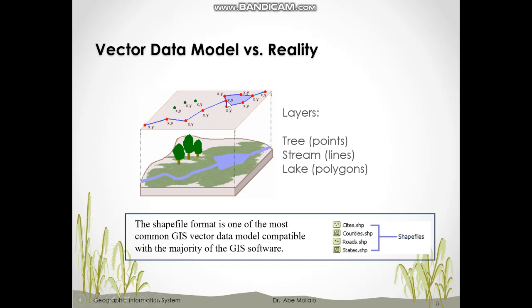Let's say this one is x1, y1, x2, y2, x3, y3, and all the way up to xn, yn, and then x1, y1. So the coordinates of the beginning and end point are the same. That's how polygons are recorded in the vector data model. So again, we use coordinates to represent the real world. That's the vector data model. And the shapefile format that you used in the lab is one of the most common types of vector data model.